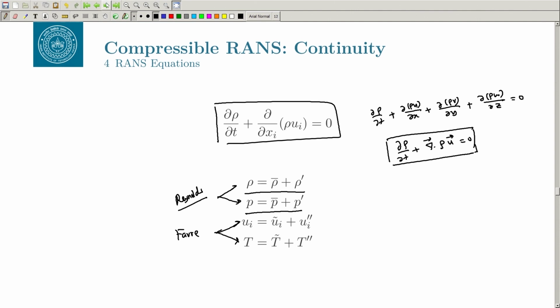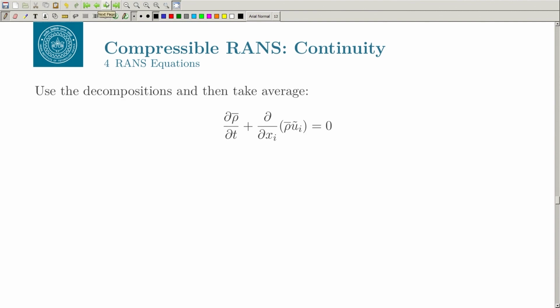So, now use them on your continuity equation. Let me work this out here. We have del of rho bar plus rho prime by del t plus del by del xi of rho bar plus rho prime times u tilde plus u double prime is equal to 0. Or what you can do is, instead of writing rho bar plus rho prime, just keep it as rho here, because anyway that will get cancelled out since you are using the Favre averaging. Then take the time mean of the entire thing.